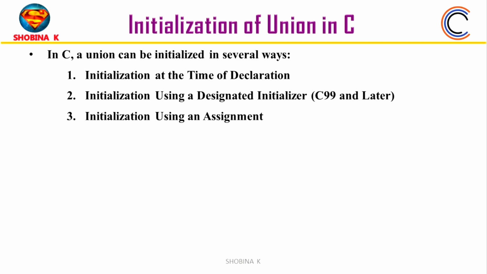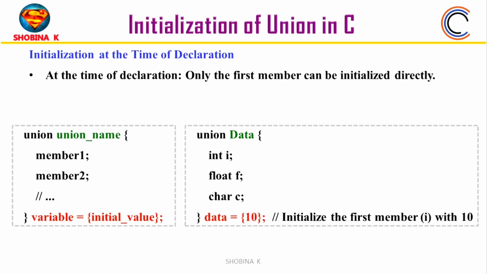Now let's move on and understand how to initialize a union in C. It can be done in several ways: initialization at the time of declaration, initialization using a designated initializer, and initialization using an assignment. At the time of declaration, only the first member can be initialized directly. Here is the syntax and example.